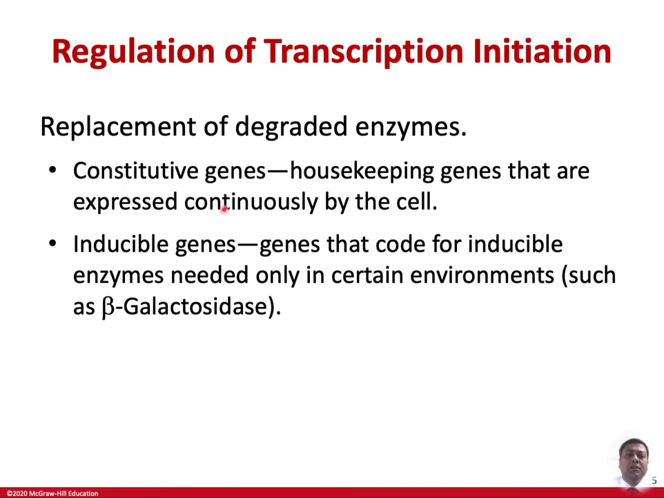So all these constitutive genes, when they are needed, they are produced into the products. When they are not needed, they will be turned off so that the products are not formed unnecessarily and go into the waste. On the other hand, there is another group of proteins which work in the cell, which we call inducible genes. These inducible genes code for inducible enzymes needed only in certain environments, such as beta-galactosidase.